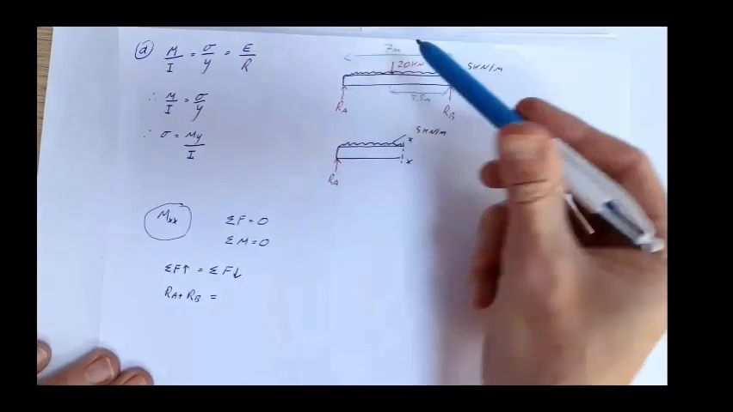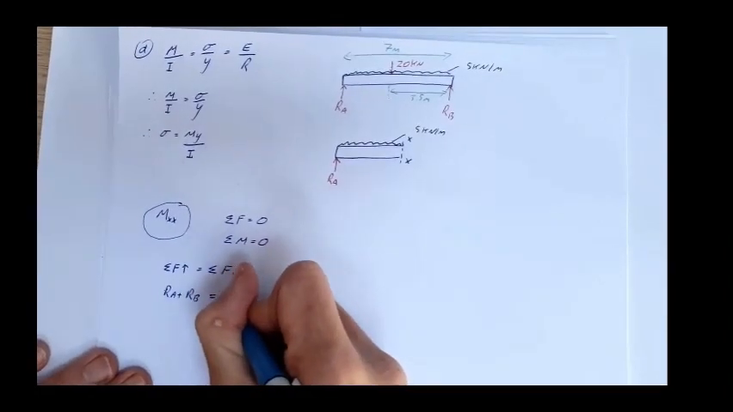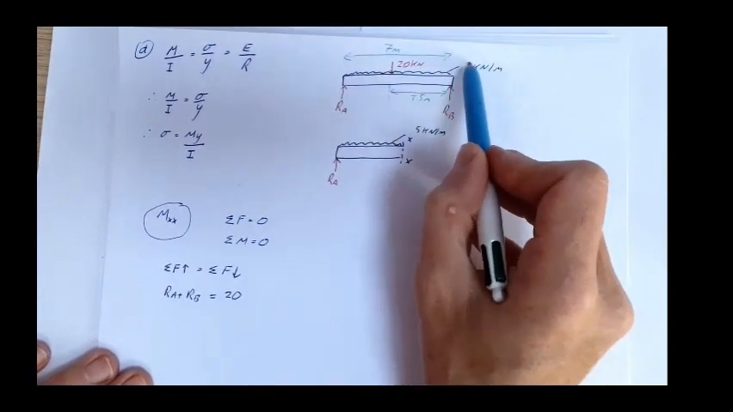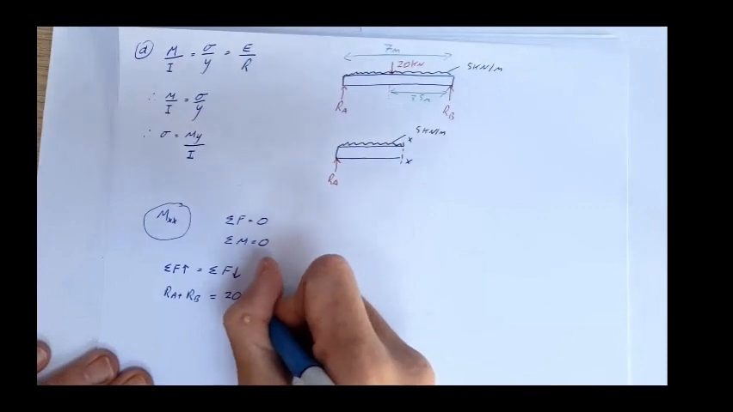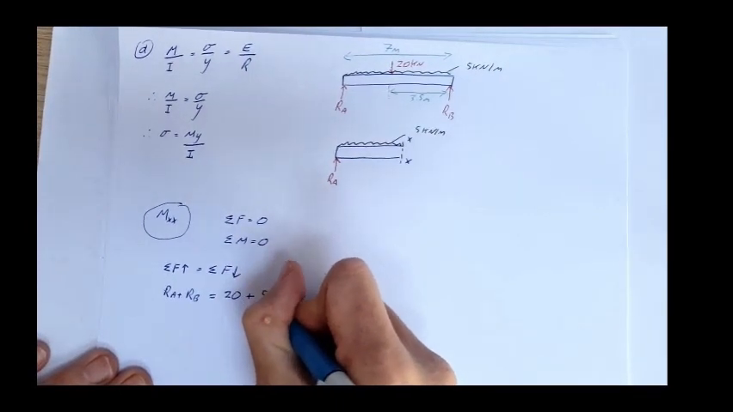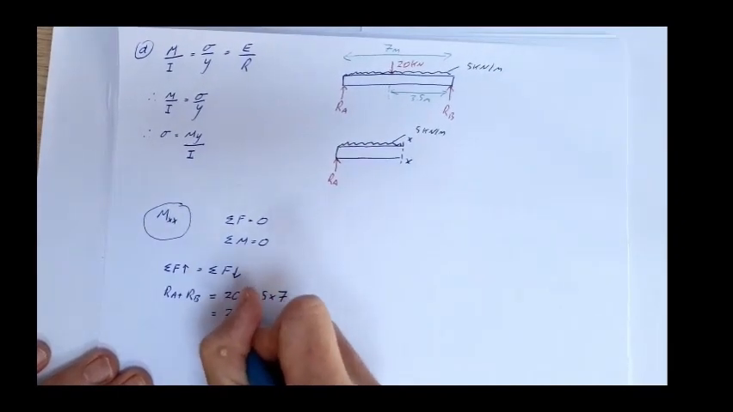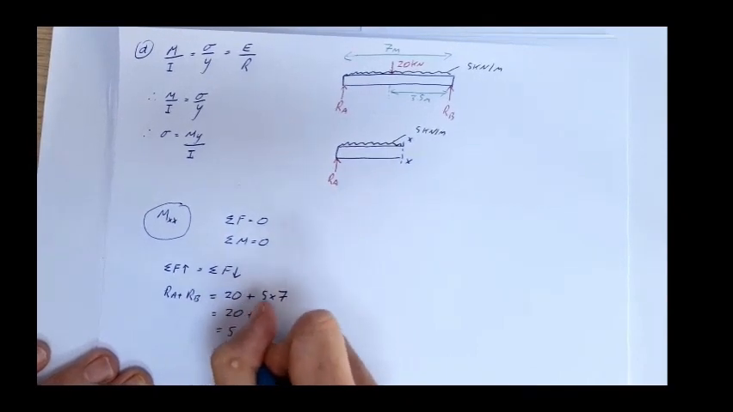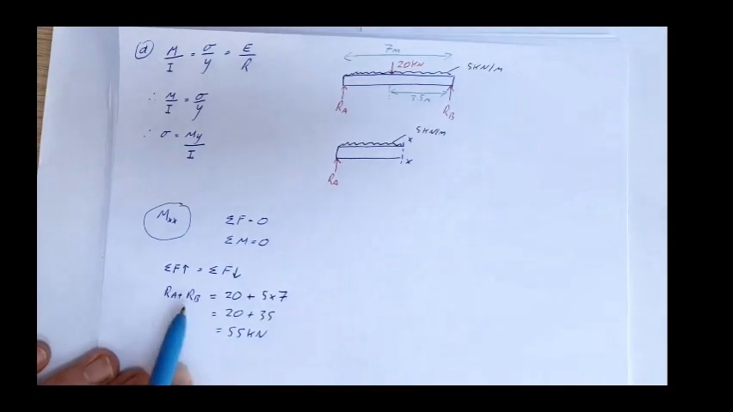Now, the forces acting down, well, we've got my 20 kilonewton load plus my uniformly distributed load, which is 5 kilonewtons per meter over 7 meters. So that is plus 5 times 7. Okay, so that's 20 plus 35 equals 55 kilonewtons. Now if RA and RB are the same, each of those is going to be half of that.